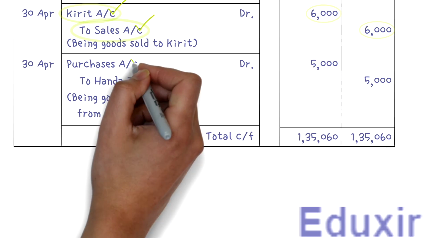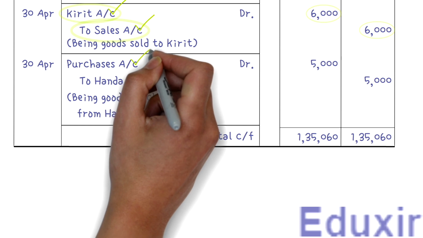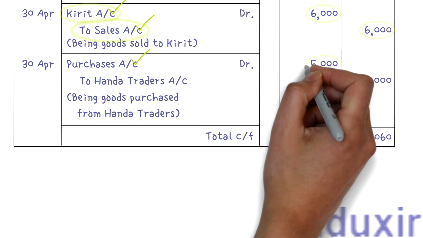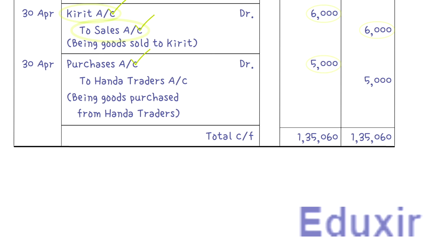As the name suggests, it needs to be posted on the debit side of purchases account and the debit amount is 5000 rupees. Note that the details that need to be posted into the particulars column is Honda Traders account. As we already have purchases account, let us now post this entry into that account.